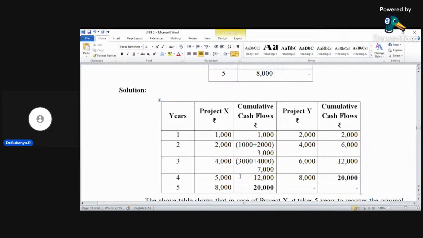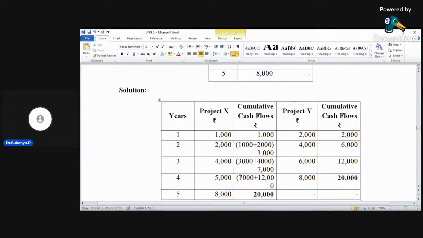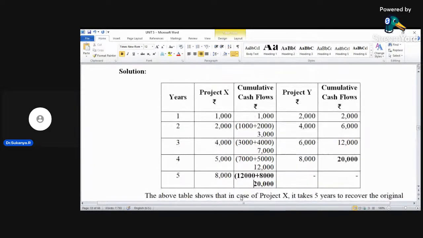And again in the fourth year, it will be 7,000 plus 5,000, which is the cash inflow of the next year. So it comes to 12,000. And next, it will be 12,000 plus 8,000. So it will be 20,000 rupees in the fifth year.